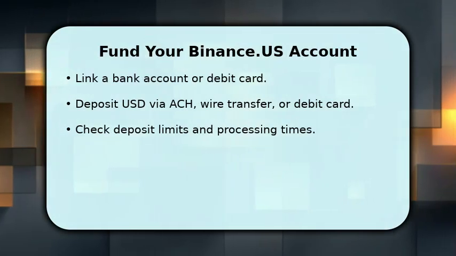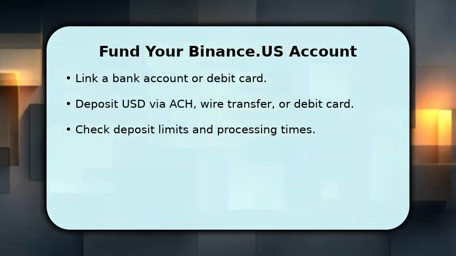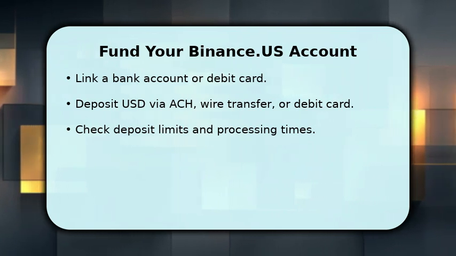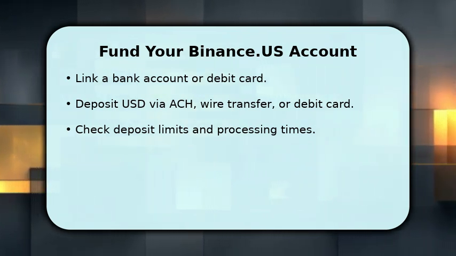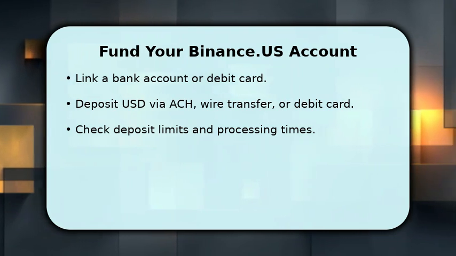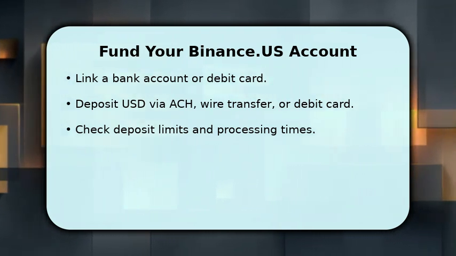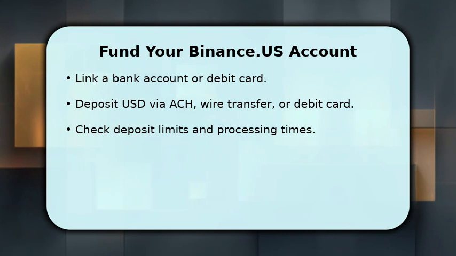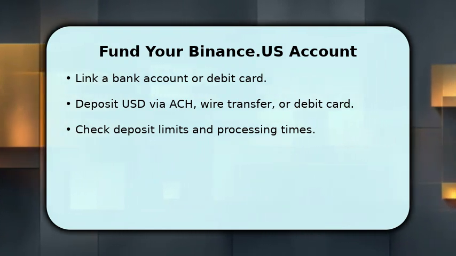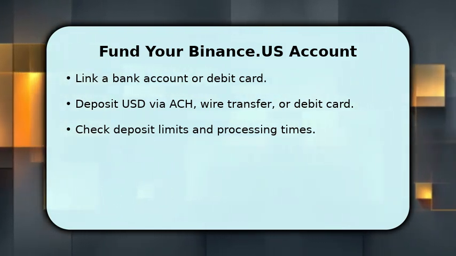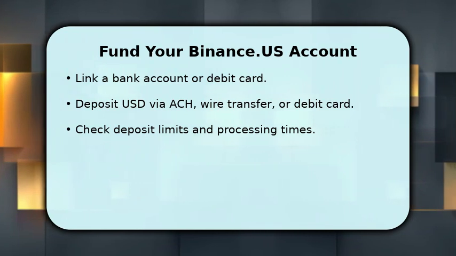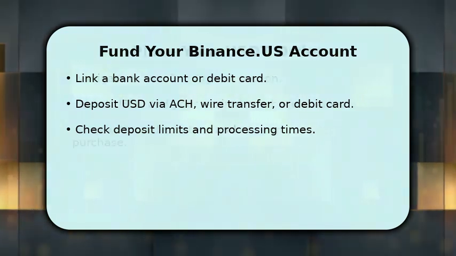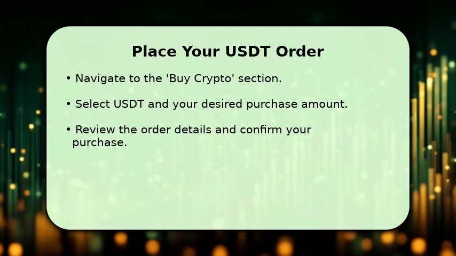Once your account is set up, you'll need to fund it. You can link a bank account for ACH transfers, which are often free, or use a debit card for quicker deposits. Binance US also supports wire transfers. Be sure to review the specific deposit limits and any associated processing times for your chosen method to ensure a smooth transaction. With funds in your account, you're ready to buy USD.